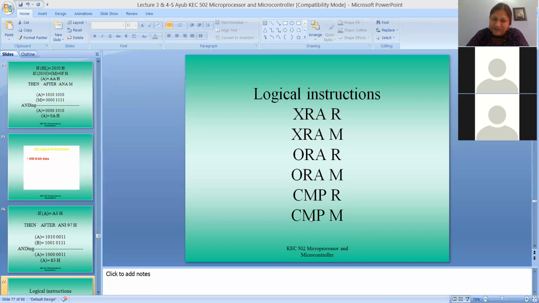What does CMP stand for? I don't think I have to explain XOR and ORing, because it will be similar to the ANA instruction. Only thing is that instead of ANDing, here we'll be doing XORing bit by bit, and in case of OR, instead of ANDing, we will be doing ORing bit by bit. So is it clear to you? Yes, ma'am. Yeah.